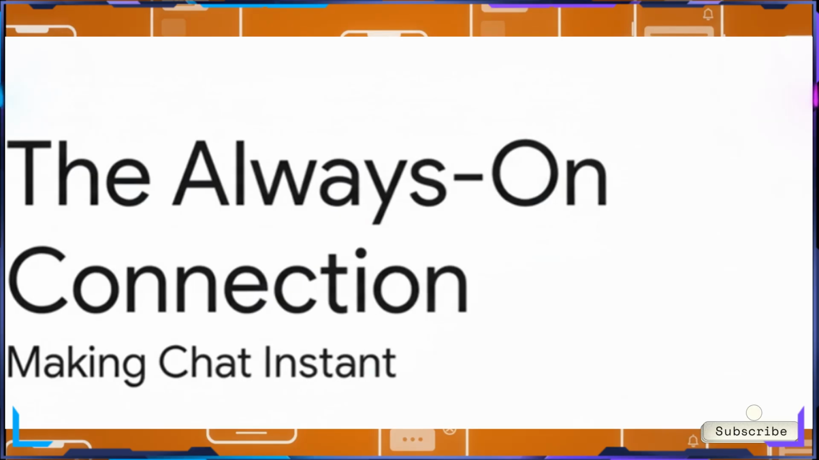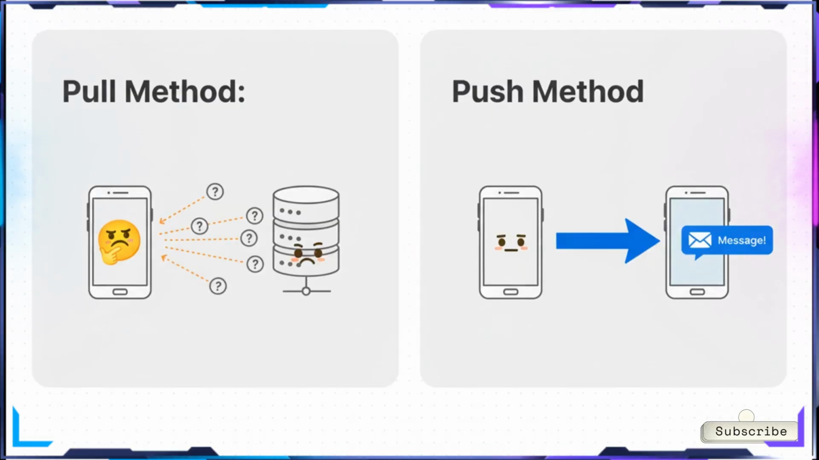Okay, so the message gets delivered. Great. But how does the receiver's phone know a message has arrived instantly? I mean, you can't have people sitting there hitting a refresh button over and over. That's not a chat app. That's just frustrating. The old school way of doing this was called the pull method. Just imagine your app constantly bugging the server every few seconds. Hey, got anything for me yet? How about now? Anything now? It's just a massive waste of your battery and data.